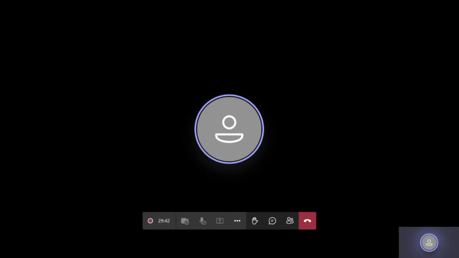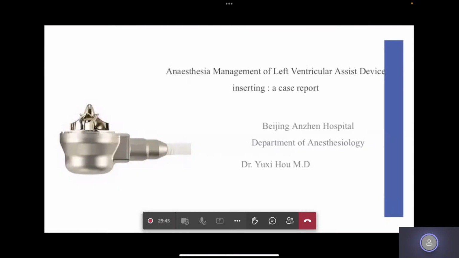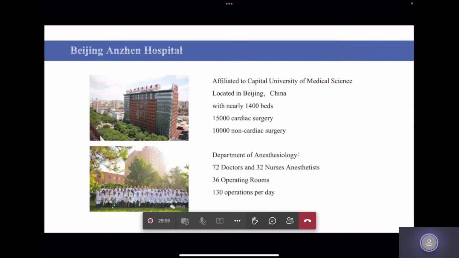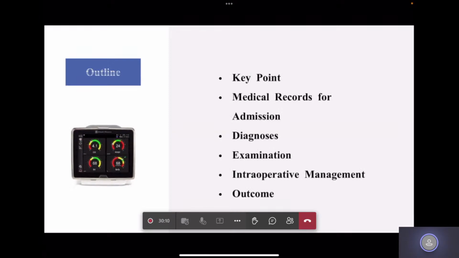I appreciate the opportunity to be invited today, and my presentation concerns why Swan-Ganz is important for anesthesia management of left ventricular assist device insertion. This is a brief introduction to my hospital, but as the time is limited, I'd like to move on to the main subject. My presentation is divided into 6 parts. Key points: medical records for admission, diagnosis, examination, intraoperative management, and outcomes.